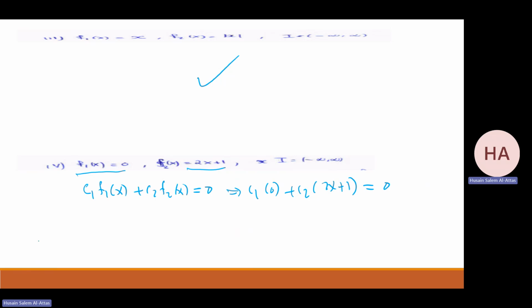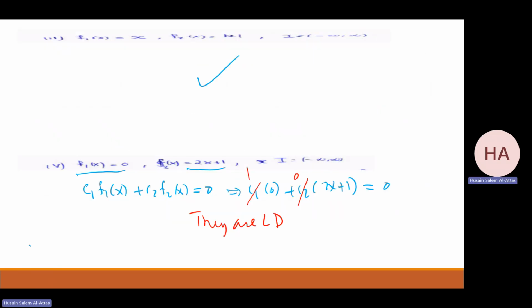I take C1, what I will do, I'm doing the different colors. C1, I take it any value, 1. C2, take it 0. So for sure, this is the combination where not all of them are 0. So they are linearly dependent. Also, if I divide 0 by this, I'm getting 0. Let me go back to this 0.